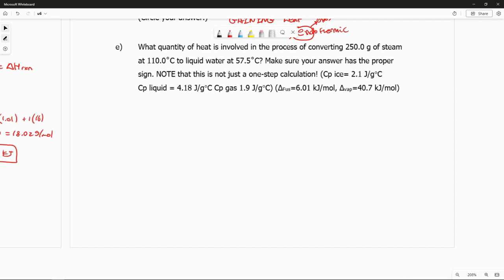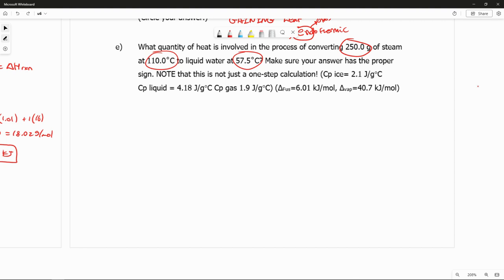So part E. What quantity of heat is involved in the process of converting 250 grams of steam at 110 degrees Celsius to liquid water at 57.5? And make sure your answer has the proper sign. It's not a one-step calculation, so this is kind of important. This is not just a Q equals mc delta T type calculation. You're going to go through various steps in order to calculate this. And as you can tell, we have a lot of given things, which means that our equation is going to be very long.